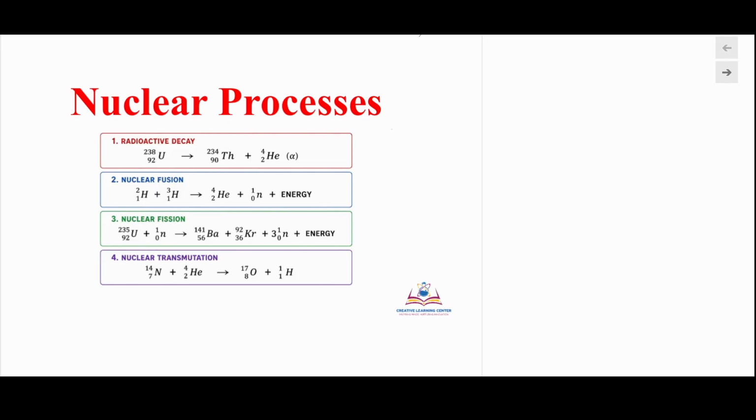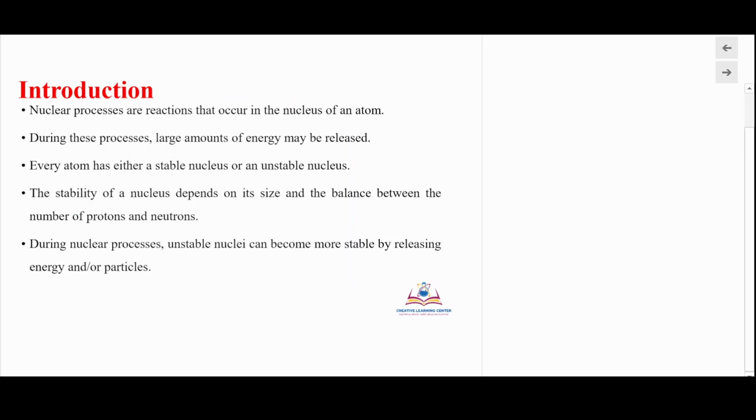We have the radioactive decay, we have the nuclear fusion, and also the nuclear transmutation. Basically, as you can see, these reactions take place by releasing a certain component or a certain emission which is being given out. But let's first understand what a nucleus is. Any nuclear reaction takes place within the nucleus of an atom.